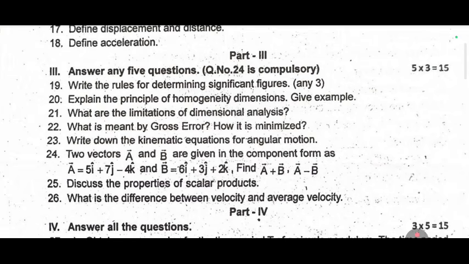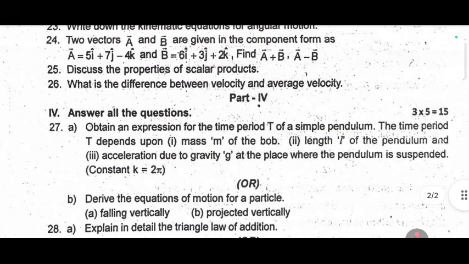24, two vectors a vector and b vector are given in the component form as a vector is equal to 5i vector plus 7j vector minus 4k vector, and b vector is equal to 6i vector plus 3j vector plus 2k vector. Find a vector plus b vector, a vector minus b vector. 25, discuss the properties of scalar products. 26, what is the difference between velocity and average velocity?